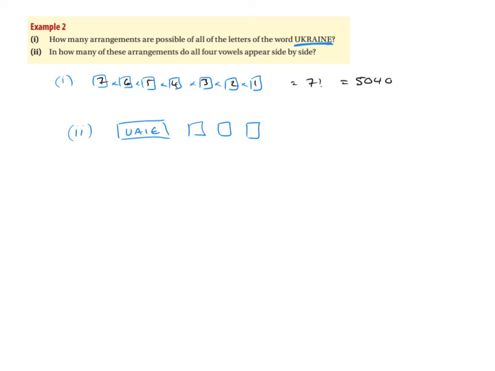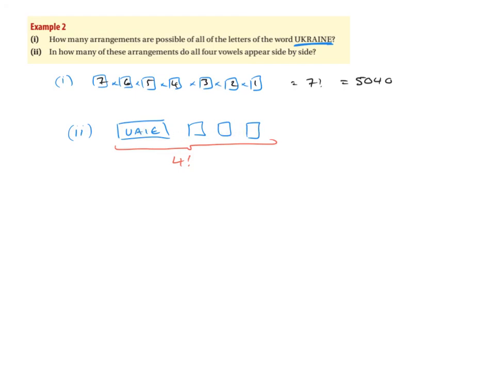Now, what I want to be able to do is move these around. So, for example, I could put U, A, I, E, and I could put R, N, and K. And I can move the R to here, or the R to here, or the K to here, or the K to here. So what we essentially have is 4 boxes that we're trying to move around. There's 4 factorial ways of selecting these 4 tiles here. So that 4 factorial will make sure that we have these in all the orders that we need to do.